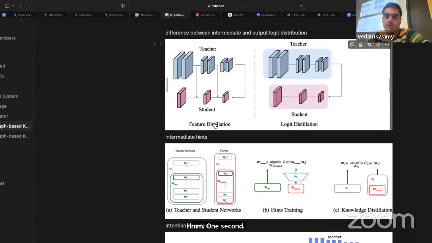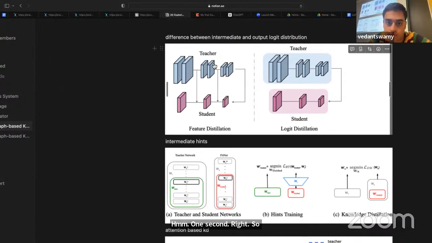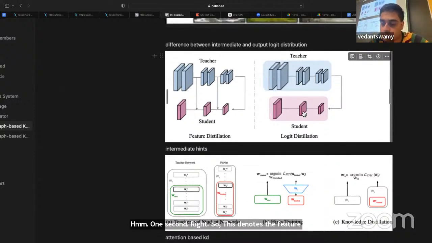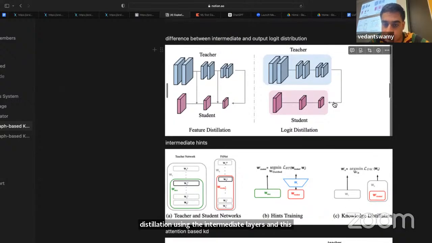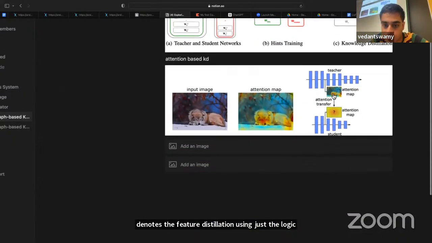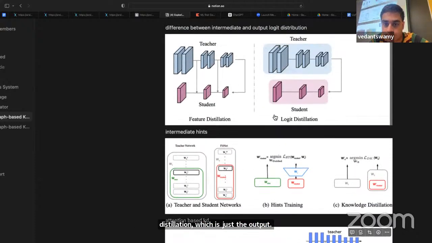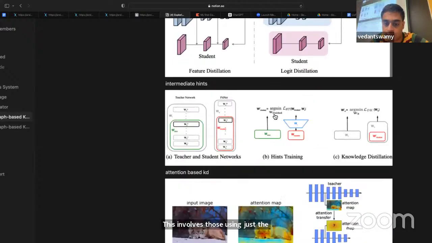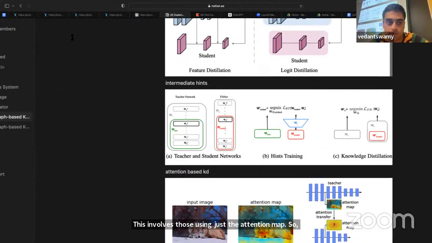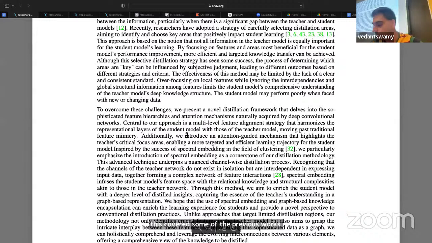Right. So this denotes the feature distillation using the intermediate layers, and this denotes the logit distillation, which is just the output. This involves using just the attention map. So this covered some of the previous works in knowledge distillation.